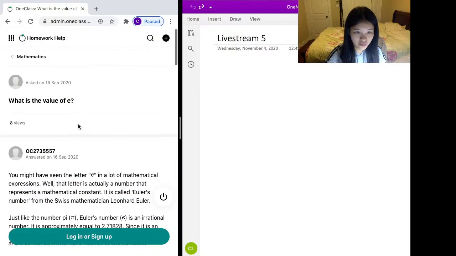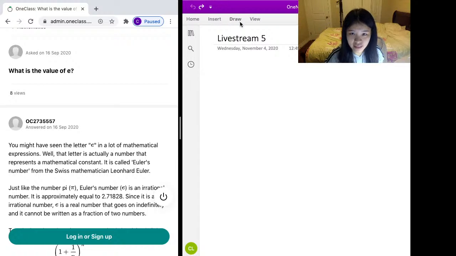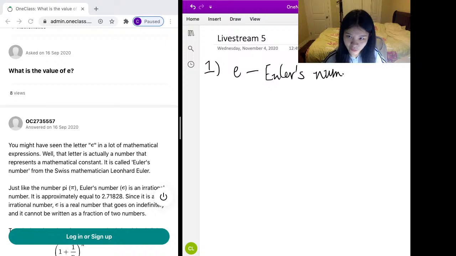So our first question is, what is the value of e? First, I think we need to know what e is. The number e is called Euler's number. Why is it called Euler's number? Because this number was originally found or calculated by the mathematician Euler back in the day.